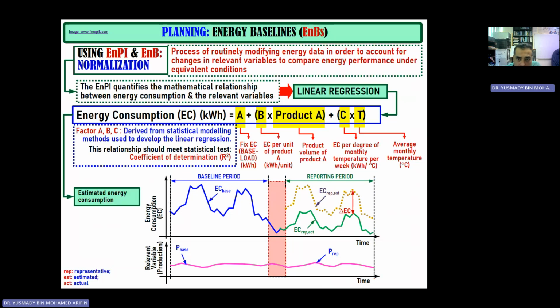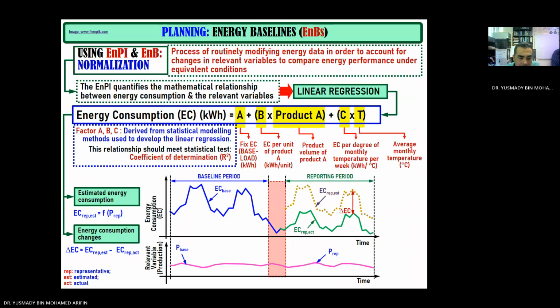So from the linear regression, the equation that we obtain, EC equals A plus B multiplied by product A plus C times T, we can estimate energy consumption, where EC representative for the estimated equals a function of P rep. Also, we can know the energy consumption changes represented by delta EC, where delta EC equals EC representative estimated minus EC representative for the actual data.